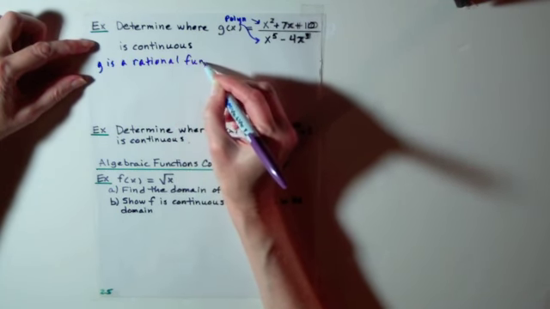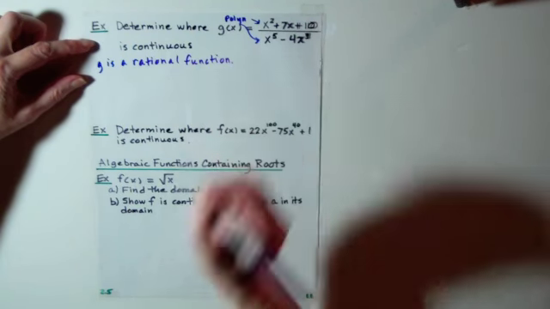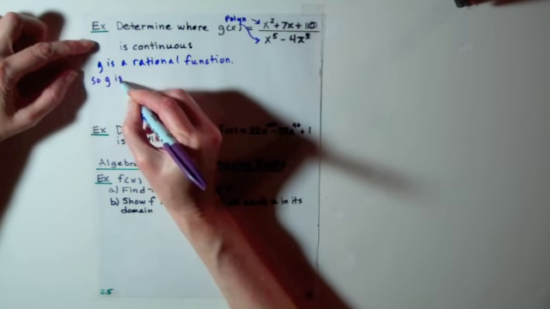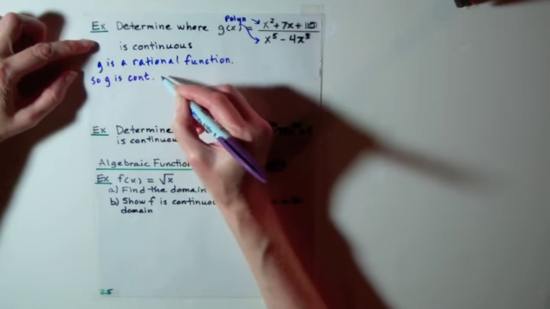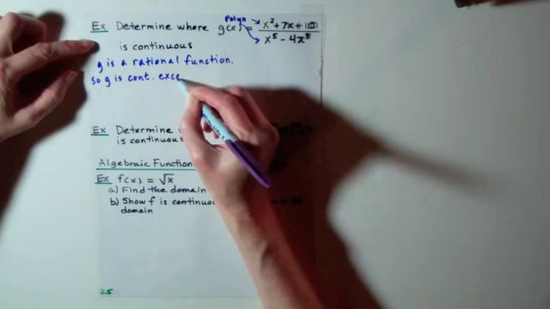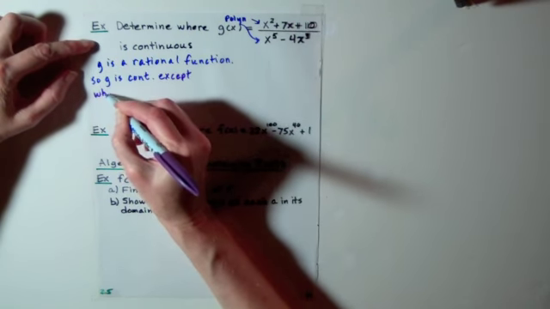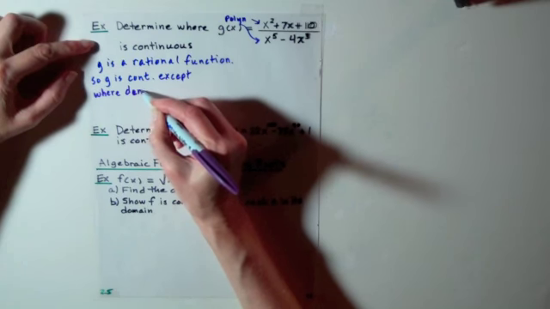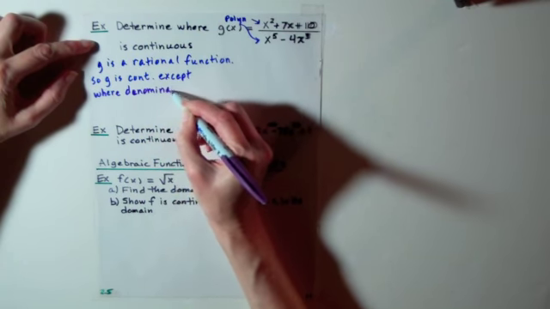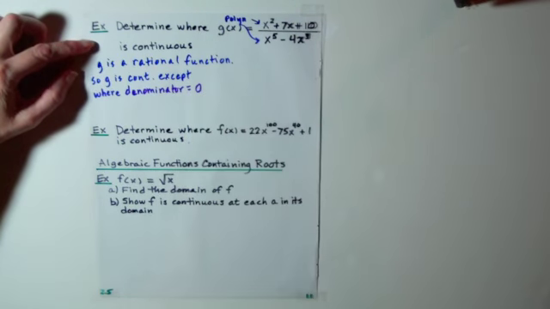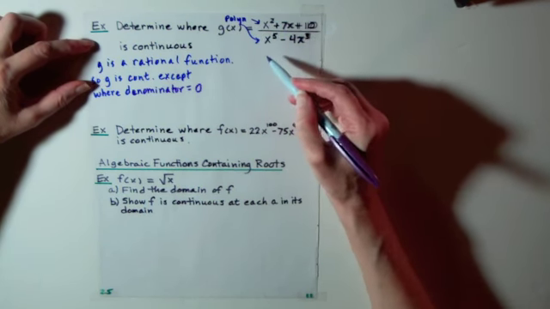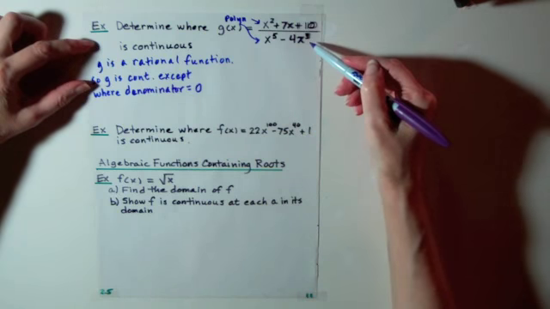And we just got through saying that a rational function will be continuous everywhere except where the denominator is 0. So I'll put, so g is continuous except where the denominator is equal to 0. Well, that means we just need to look at this denominator and find the x values that would end up giving us a 0 in that expression.